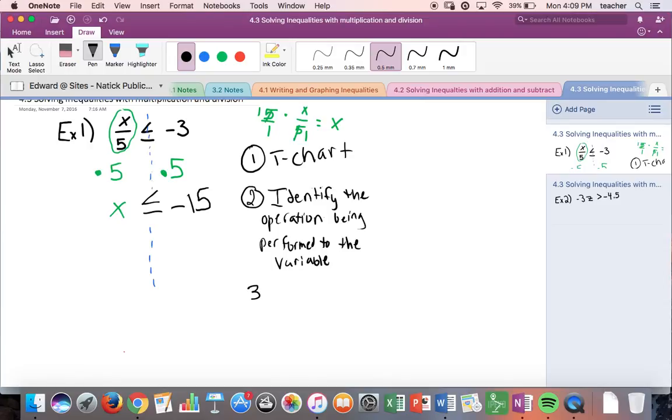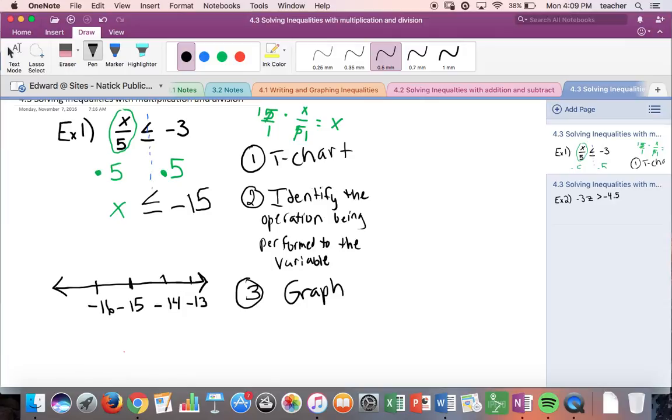And so my final step here is going to be to graph. The way we graph is on a number line. So I'm going to create a number line here. And then in the middle, we're going to put negative 15. When we move to the right, we're approaching 0, so our numbers are going to get bigger. As we move to the left, we're getting further away from 0, which means our numbers are getting smaller. We know that we need to have a closed circle because it's a less than or equal to symbol.